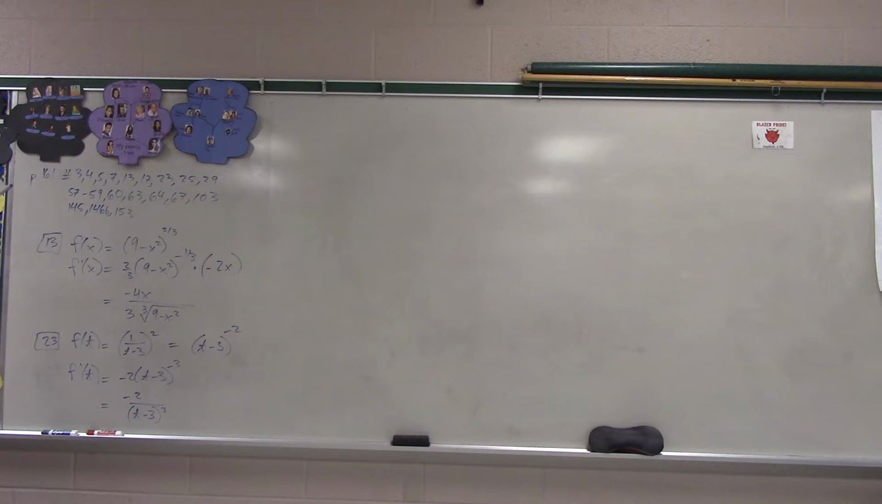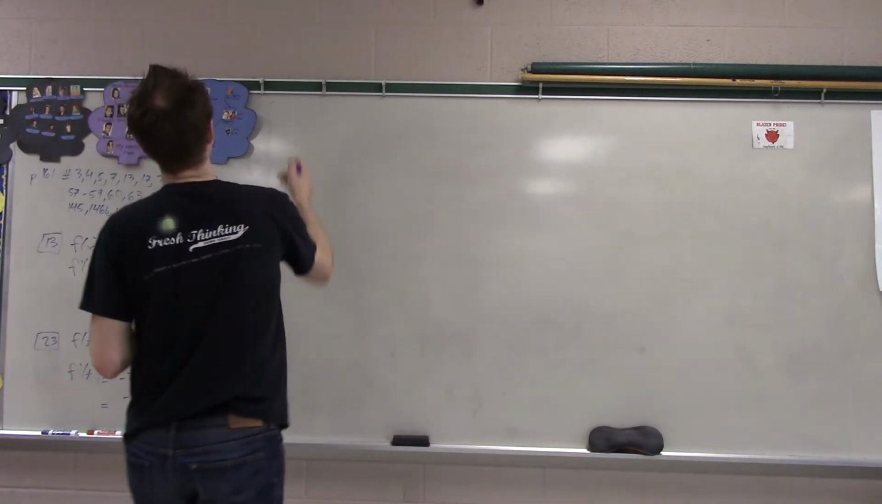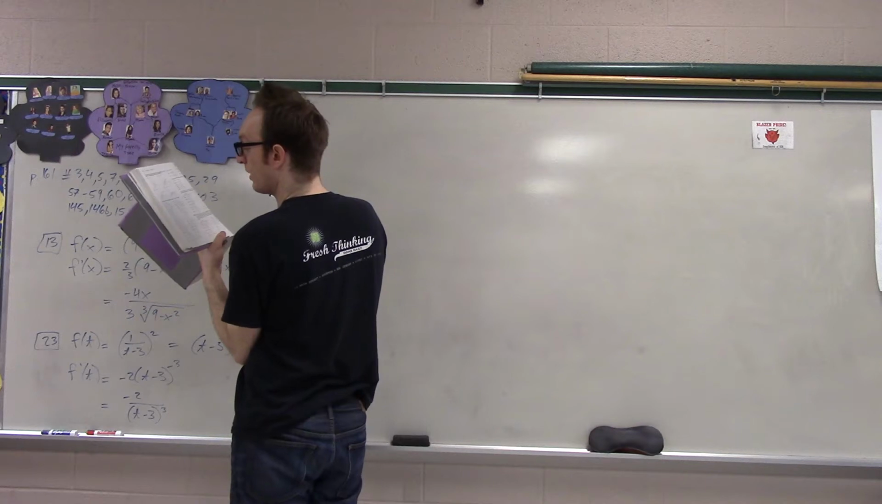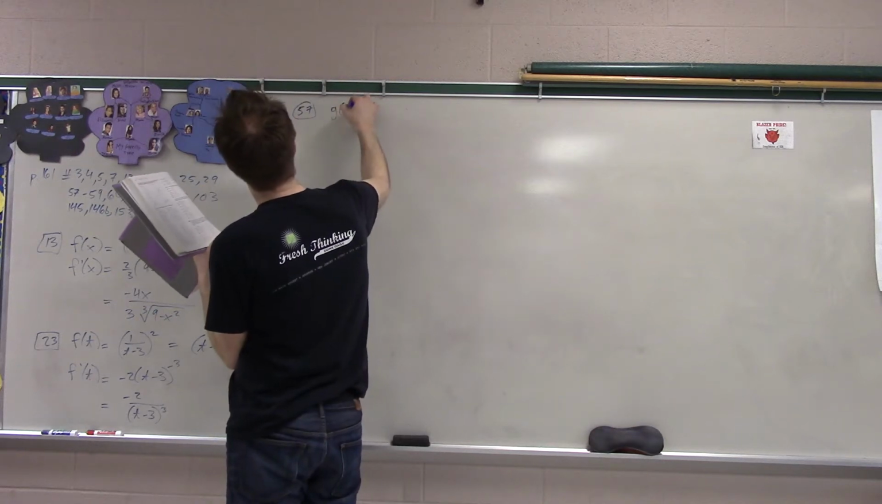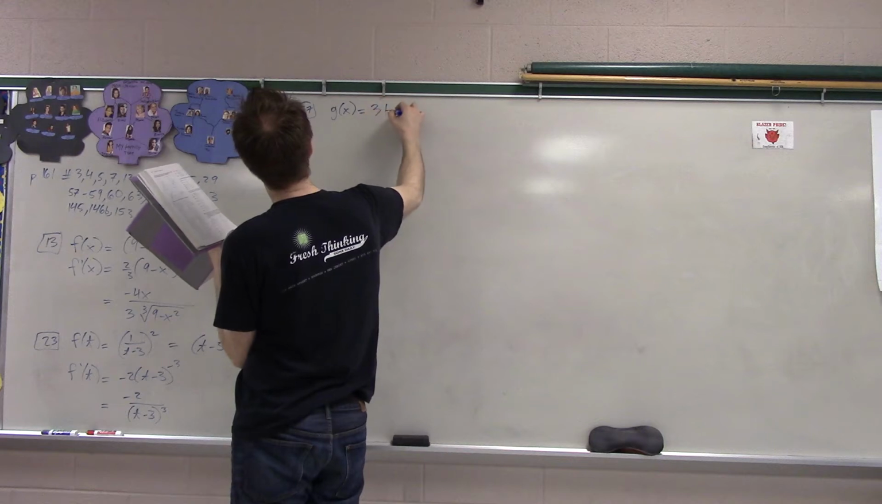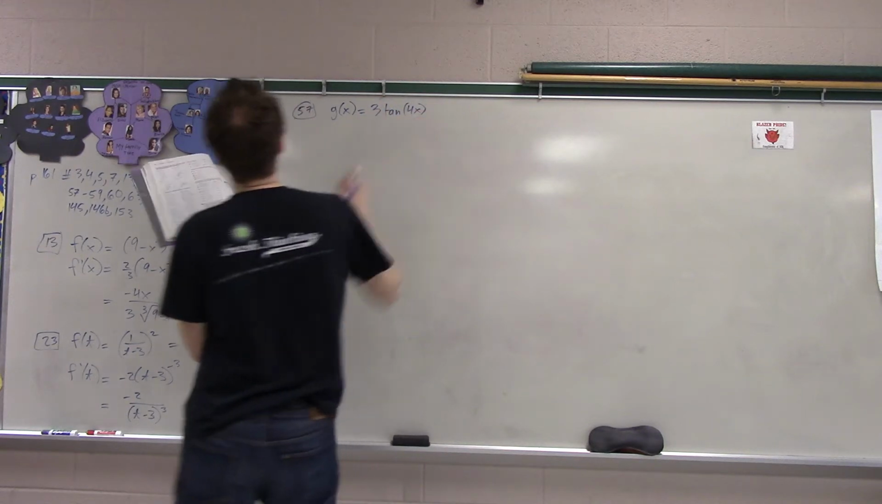25, shall we? Let's see, let's skip around a bit. 29, 57 through 59. Let's do 57. Yeah, 57 was the function g of x equals 3 tan 4x.